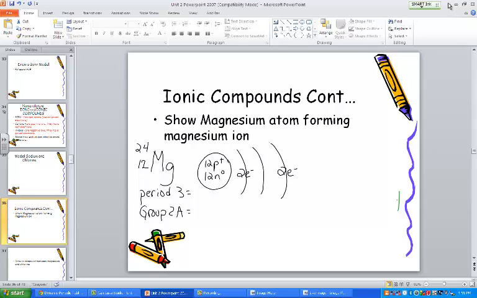To complete the energy levels, we know they fill with 2 and then 8. And the valence shell is what chemists care about, 2 electrons in the outermost energy level. If the magnesium atom is unstable, it wants to achieve a noble gas arrangement.